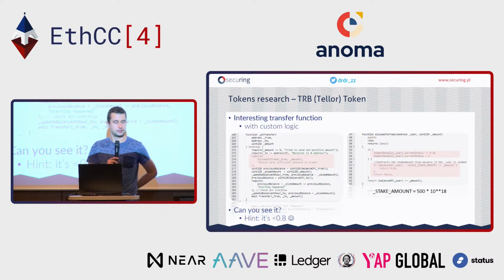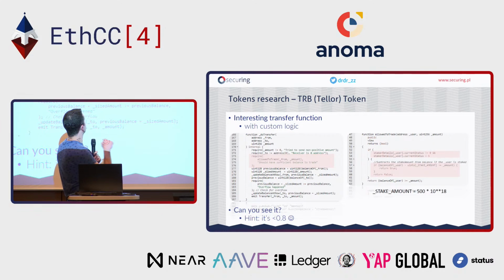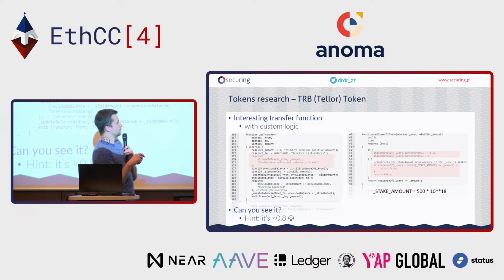The second one was even more interesting because this was in the Tellor token. I was looking, as I told you, for some custom logic, right? So they had that doTransfer function, which was simply called by the transfer function. So they had two requires, which are completely fine. And there was another one quite interesting. This is the function allowedToTrade, which is on the other side. And they had a special case.